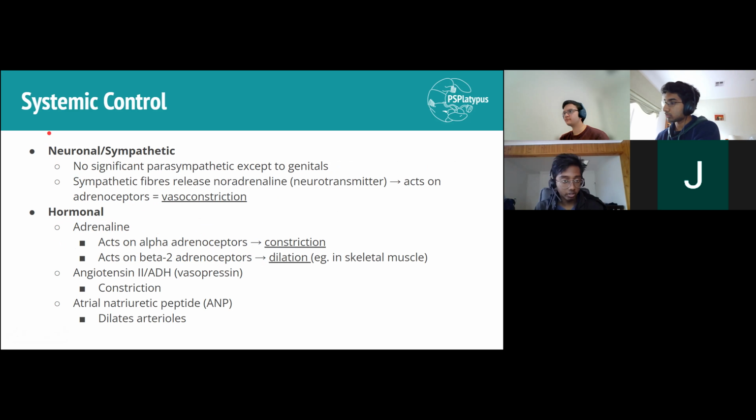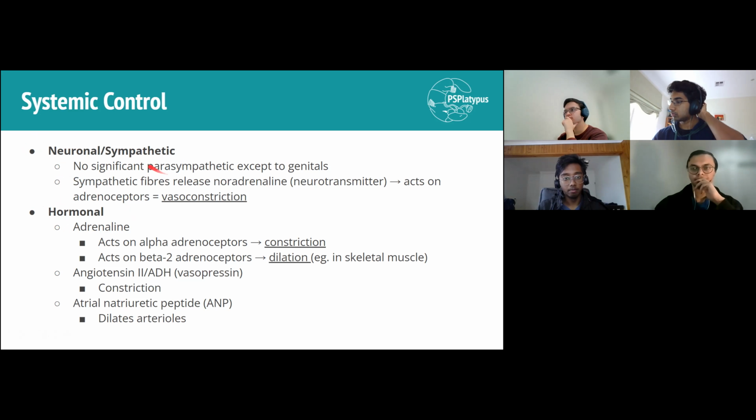So under systemic control, we've got neuronal, which is the sympathetic nervous system, and hormonal, which is a bunch of hormones traveling through our body. As for neuronal, the reason I say it's sympathetic is because there's not really any significant parasympathetic control of blood vessels except at the genitals. And we have sympathetic fibers that release noradrenaline, which is a neurotransmitter, which acts on adrenoceptors, leading to vasoconstriction.